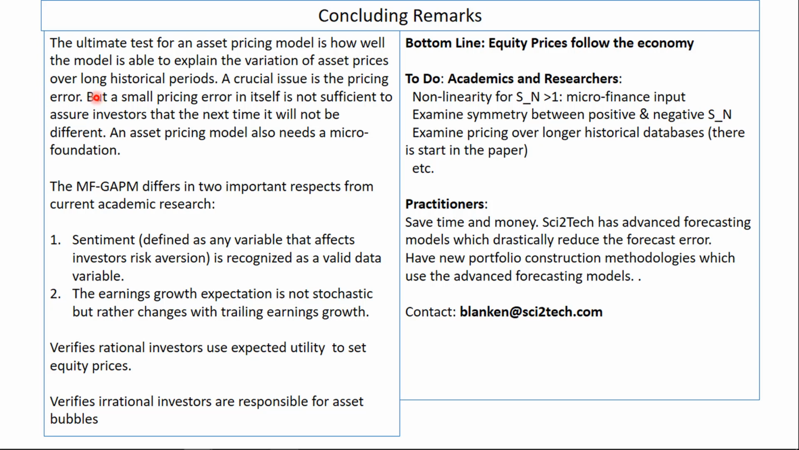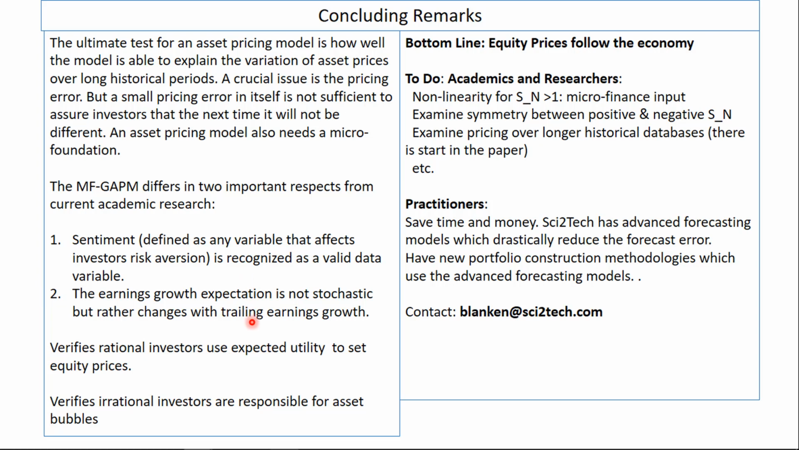So a pricing model really needs to have a more fundamental structure that will assure investors that the next time it won't be different. So it needs a micro foundation. The micro-founded Gordon model differs in two important respects from current academic research. The first is that there are irrational investors that trade on sentiment. Sentiment is defined as any data variable that affects investors' risk aversion and has a sensible mean over long periods of time. The second significant way in which it differs is that the earnings growth expectation is not stochastic, but rather changes with the trailing earnings growth.